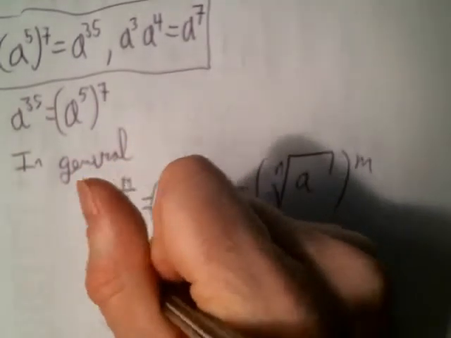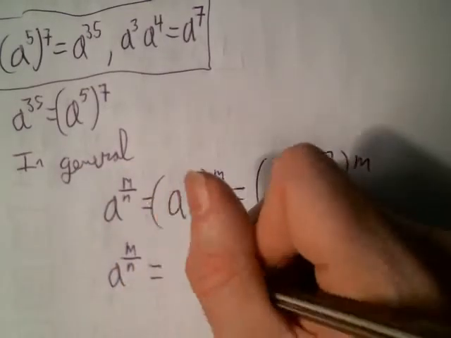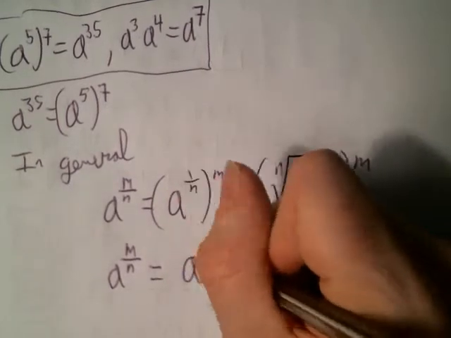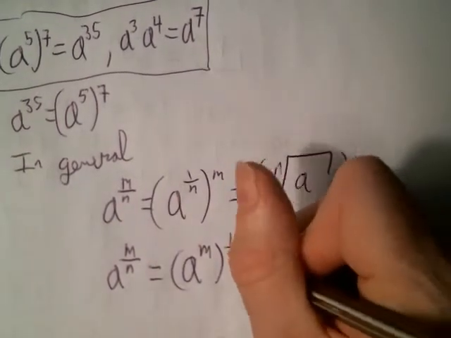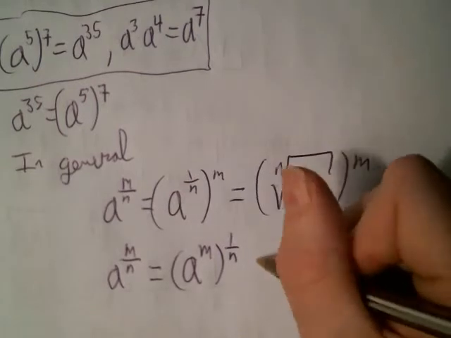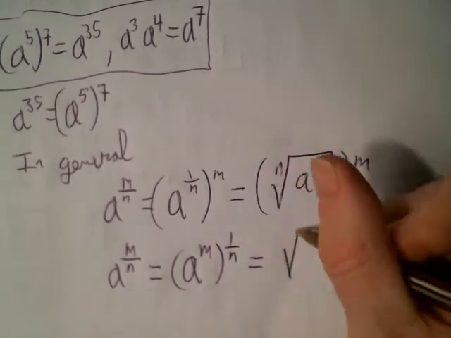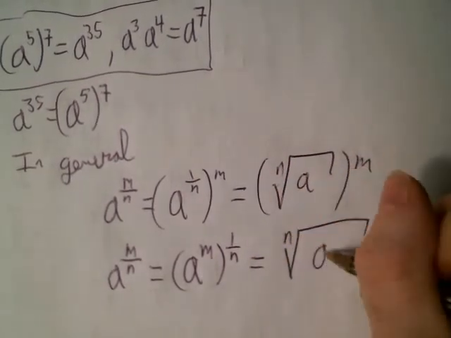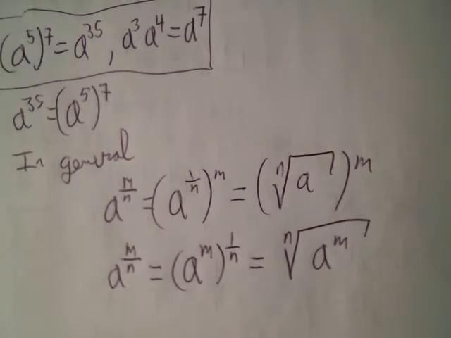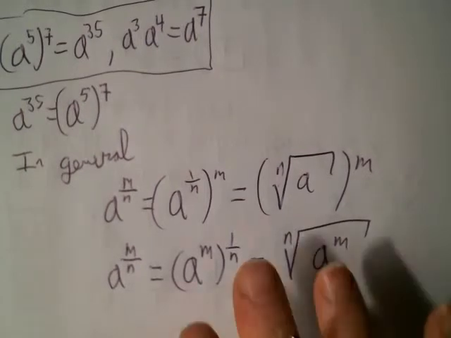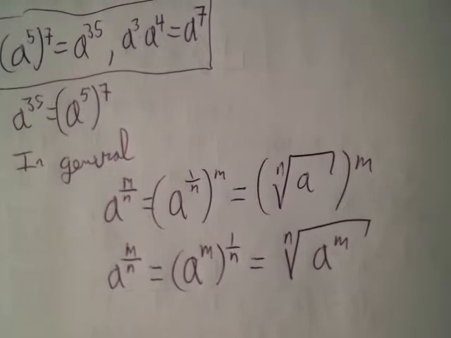Likewise, if you can do it that way, you can do it the other way, right? You could say this is the same as a to the m raised to the 1 over n. And so you'll have the nth root of a to the m. Those are considered equivalent given some conditions, but in general, this will hold. Let's take a look at some problems.